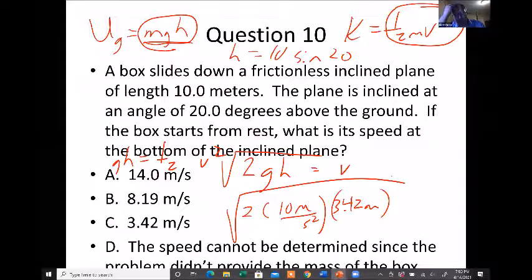Remember though, on the AP Physics 1 exam, G is always 10. They keep it simple. So just get into the habit of using 10 meters per second squared for G. I've been teaching physics for so long, sometimes I still revert and use 9.8, but use 10 meters per second squared always for G in this particular course. Does this question make sense now? Any questions?